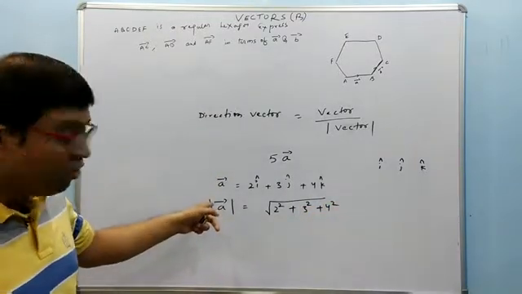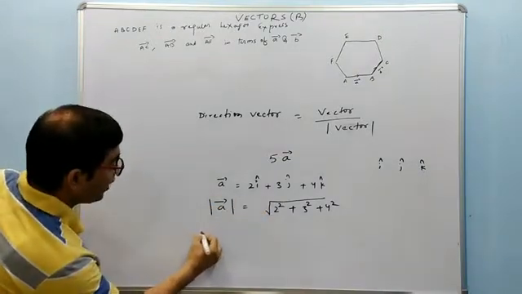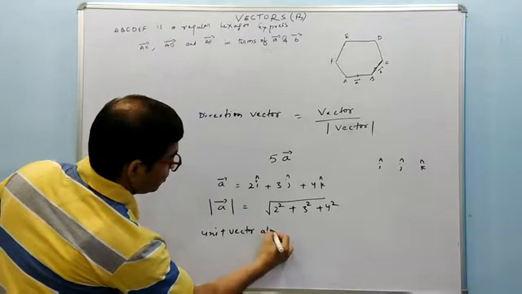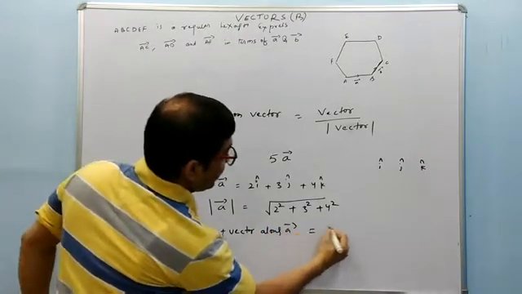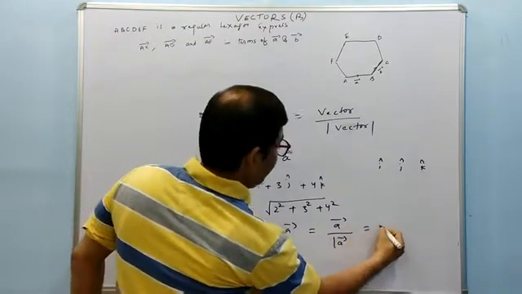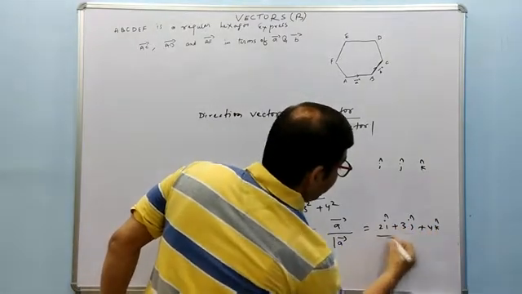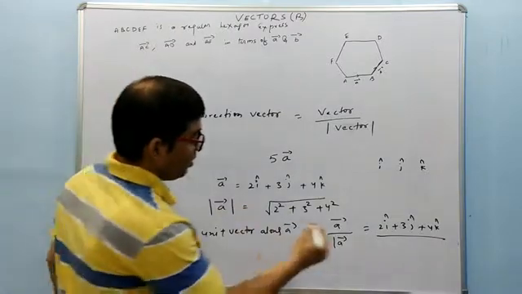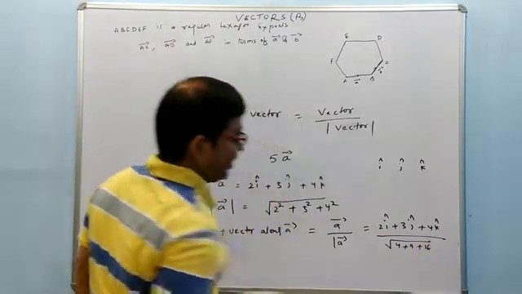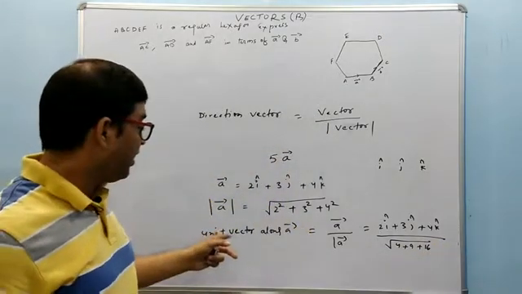So we will get the unit vector along vector A. This is the magnitude, and the unit vector along vector A is actually the vector divided by the magnitude of the vector. So it comes out to be 2i plus 3j plus 4k divided by its magnitude, that is the square root of 4 plus 9 plus 16, which comes out to be root 29. So this is a unit vector along vector A.